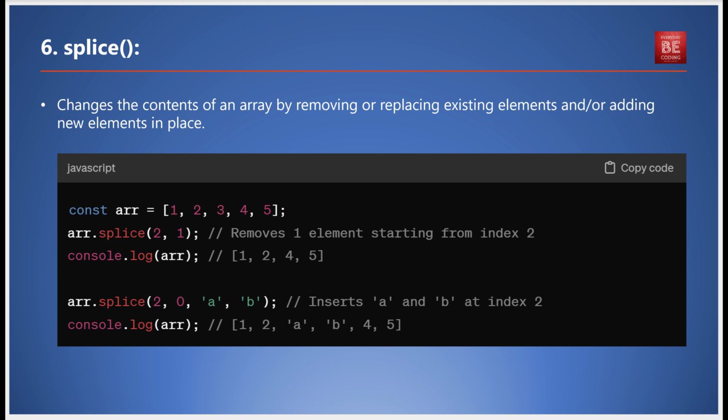You can also use the splice method to insert elements at a particular index. If you insert A and B at index 2, the array becomes 1, 2, A, B, 4, 5.